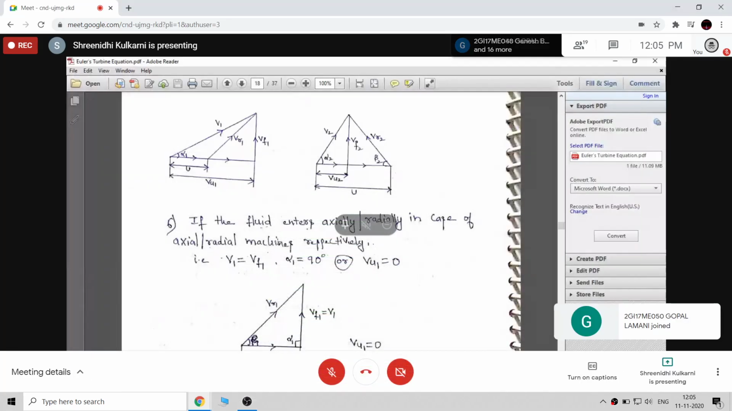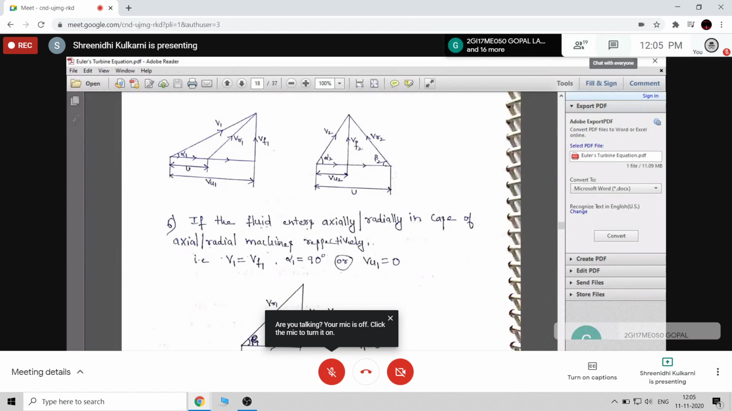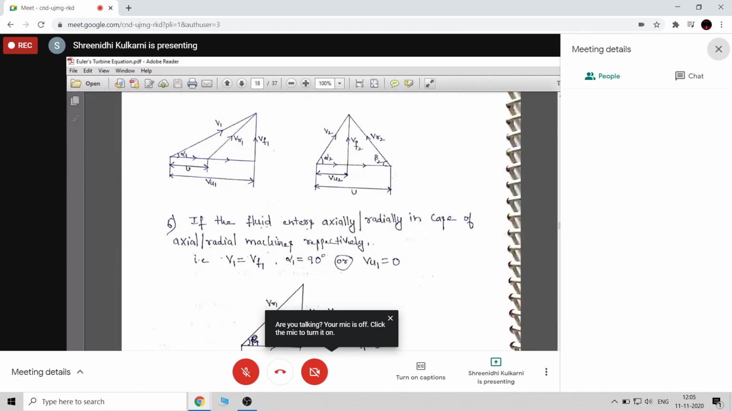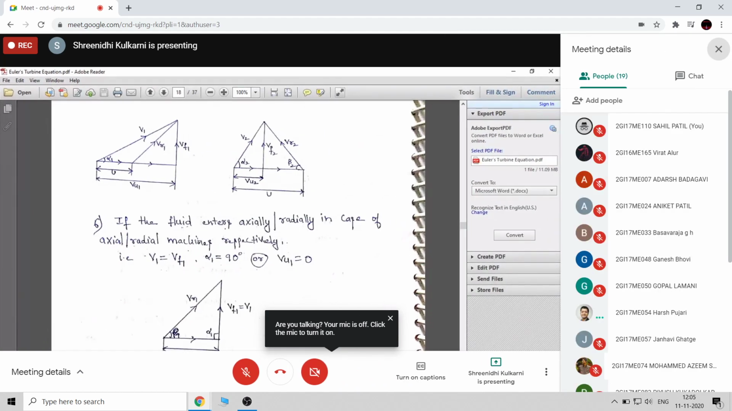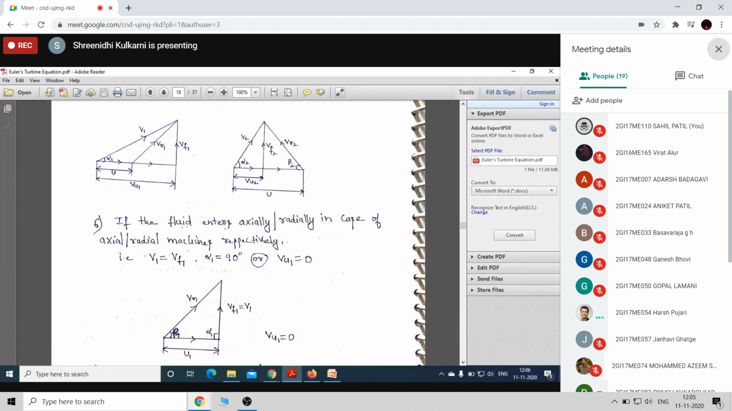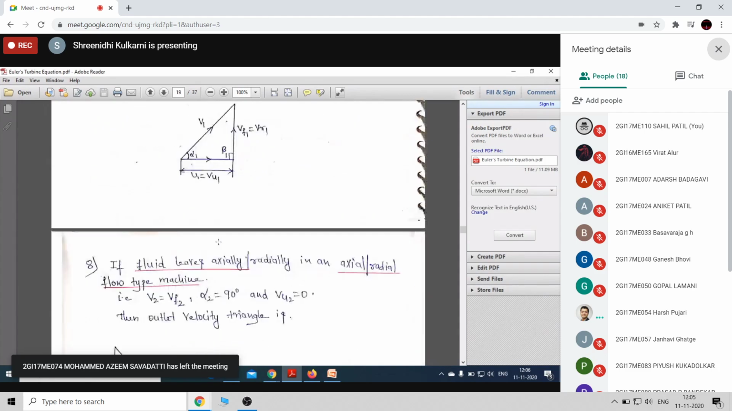So that by varying the R. Yes, sir. I completed that, and also I completed the maximum utilization factor, and also the blade speed ratio for axial as well as for radial. Even this also completed.